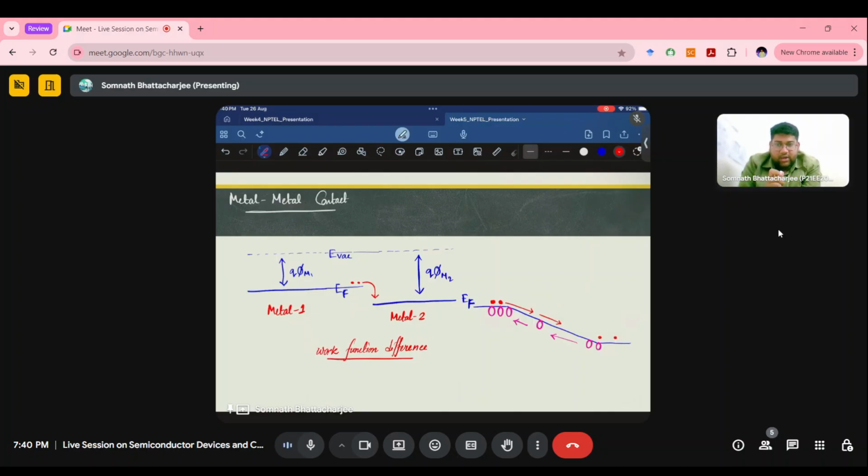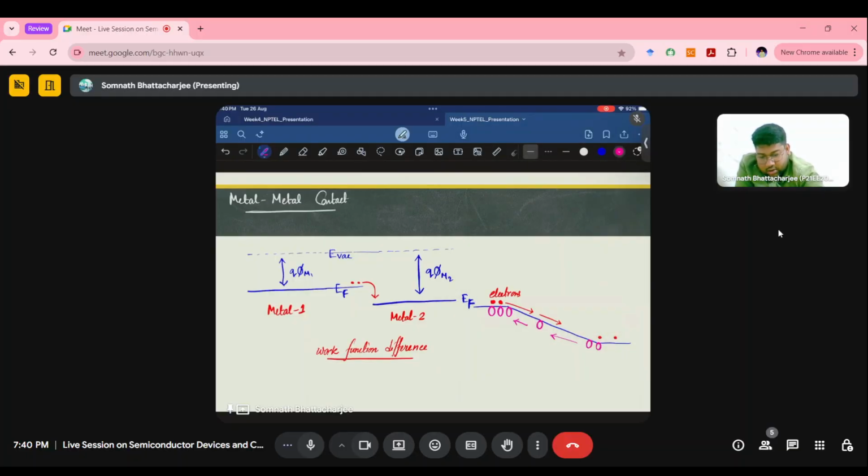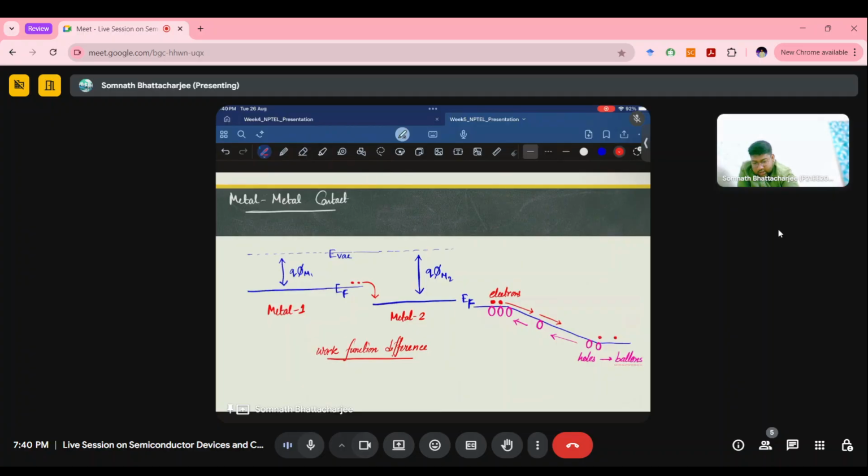So if anyone has any other questions, let me know. Let me write it like so. These are electrons, these are holes. So they resemble the characteristics of balloons, whereas these are like marbles, or let's say balls of some kind.